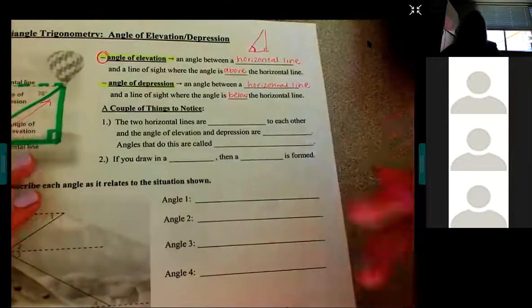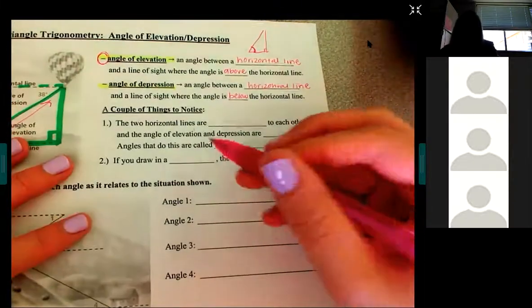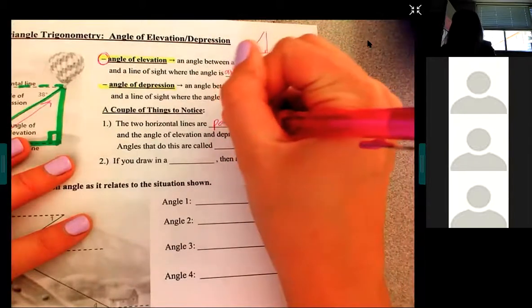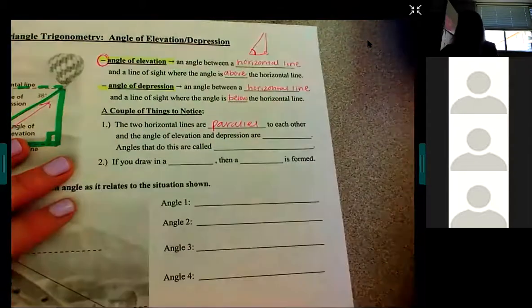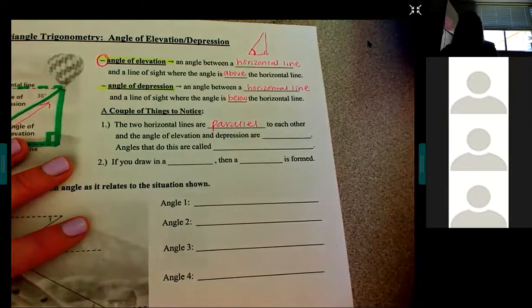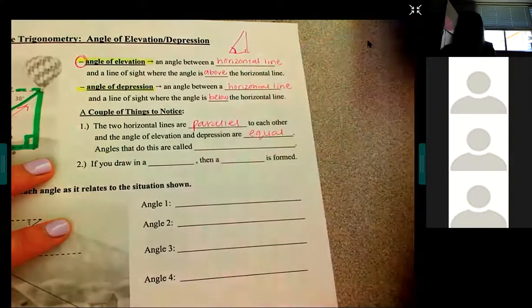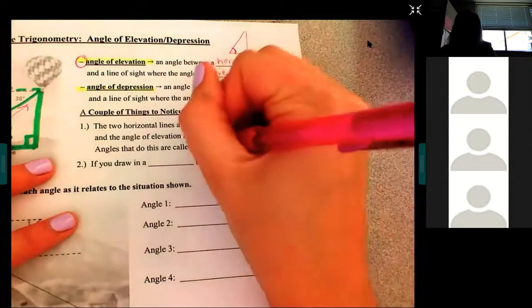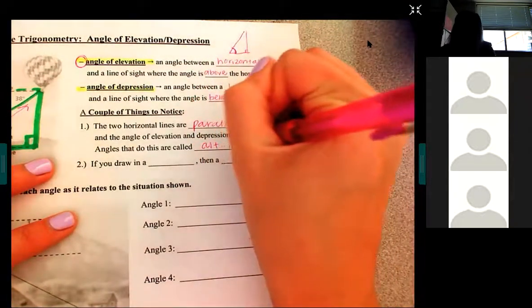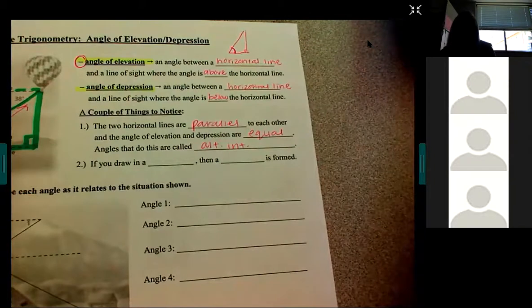All right, so really quick, if you have your notes, we're going to fill in the rest. If you did not print these off, you don't really need to write this next part, so you can just watch. The two horizontal lines are parallel, which means the angle of elevation and depression are equal. Angles that do this are called, y'all said, alternate interior. So I'm just writing what y'all said.